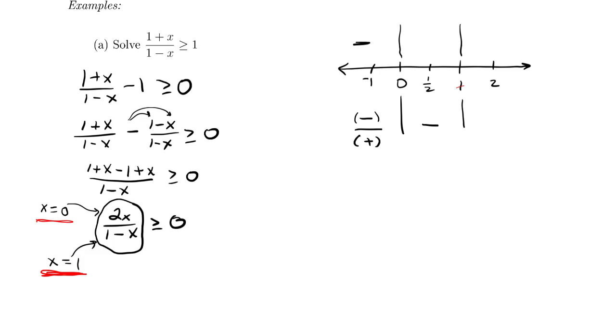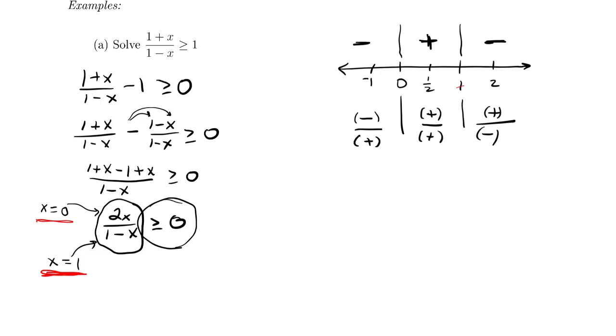All right, so now I'm going to try putting 1/2 in. 2 times 1/2 is going to give me a positive number. 1 minus 1/2 is going to give me a positive number. So that would be positive overall in that region. If I plug in 2, I'm going to get 2 times 2, a positive number, in the numerator. 1 minus 2 is a negative number in the denominator. So overall, a negative.